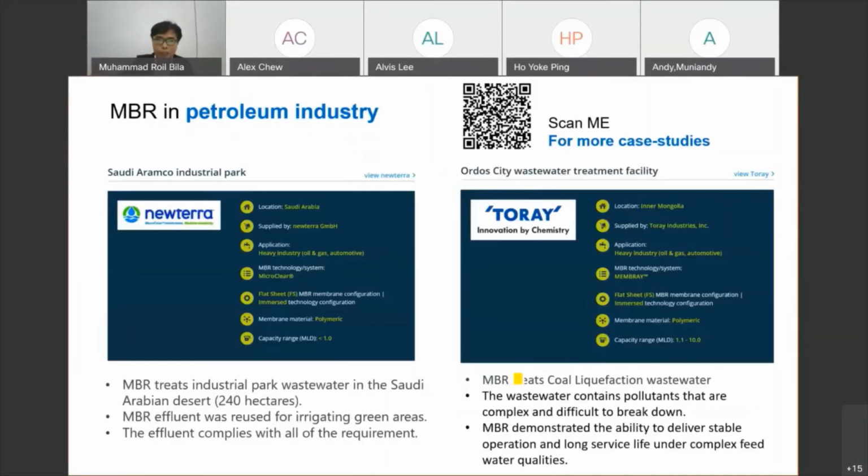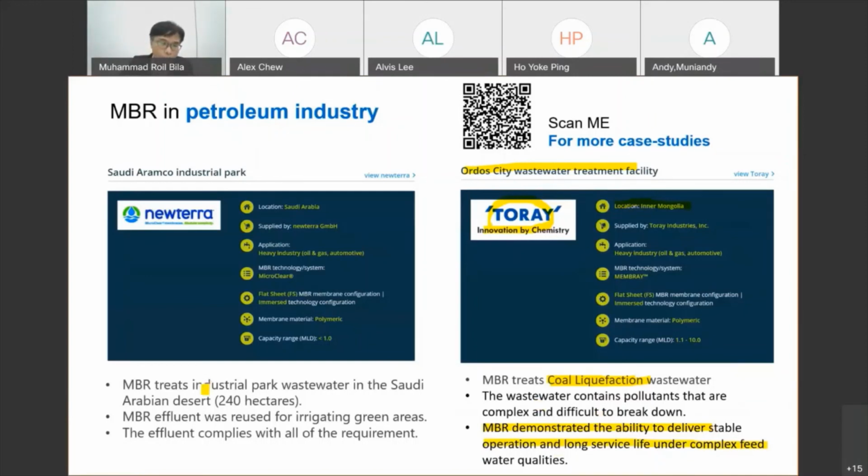So I made a summary of some of the case studies here. Here now is the project by Toray. It's an Ordos city facility in, I think, Inner Mongolia, treating wastewater from a process that liquefies coal. The MBR shows excellent performance. It has been running for a few years.